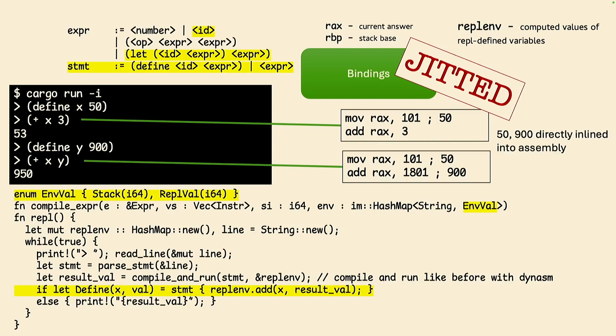So here I claim that I've introduced one new good JIT idea, which is mixing static and dynamic information in the environment of the compiler, and implemented something that's pretty non-trivial for an ahead-of-time compiler, which is to get this interactive mode.